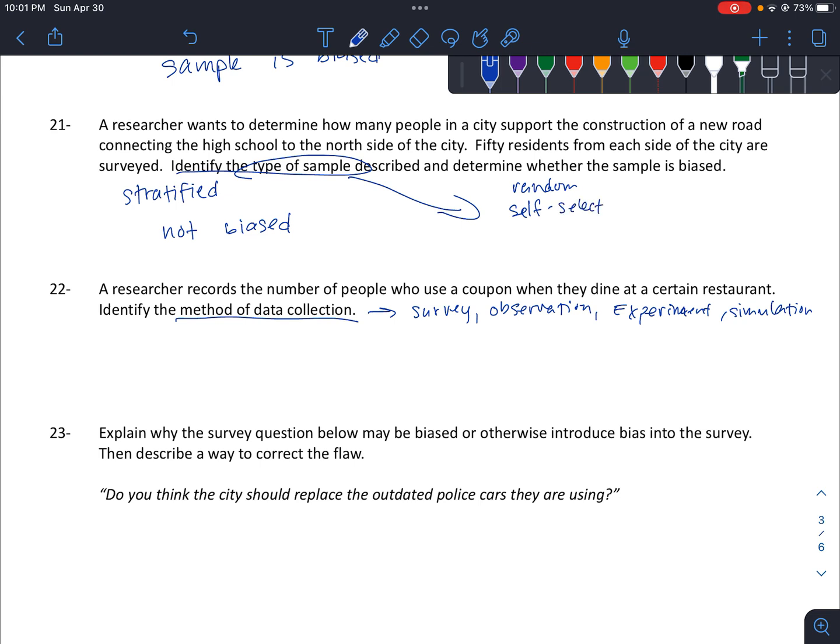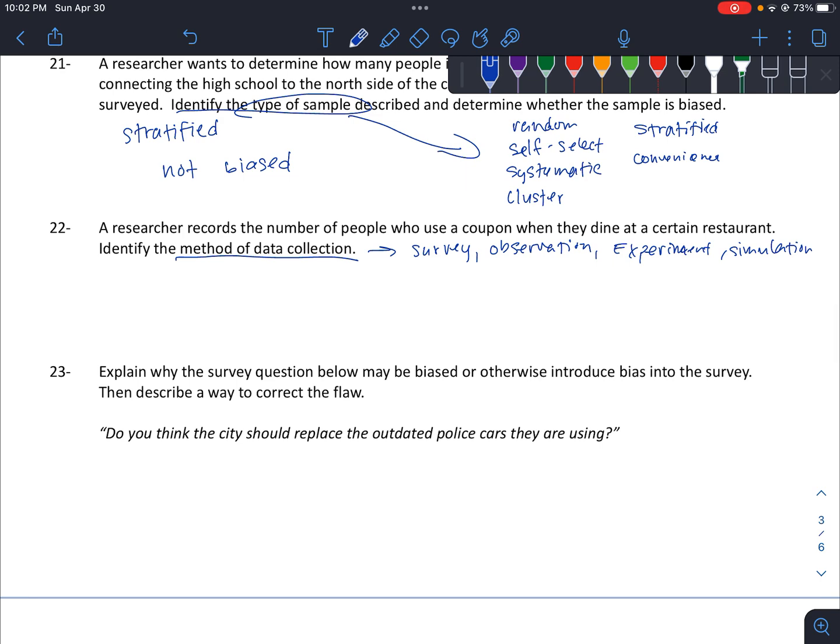There is systematic, cluster, stratified, and there's convenience. Okay, just so you know.